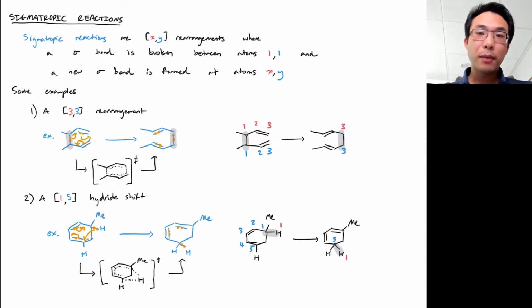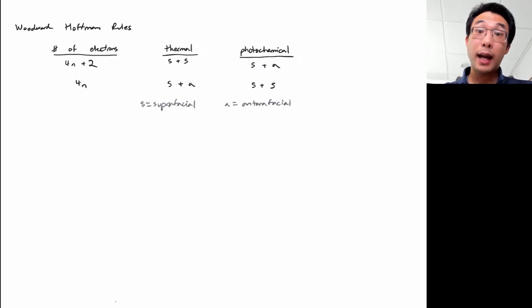The question will often come up, why do I put the 1 first? Should I put the 5 first? The convention is to put the smaller number first. That's the only reason that the 1 came first. As you should be used to now, all of these pericyclic reactions have Woodward-Hoffmann selection rules, and so sigmatropic reactions do as well.